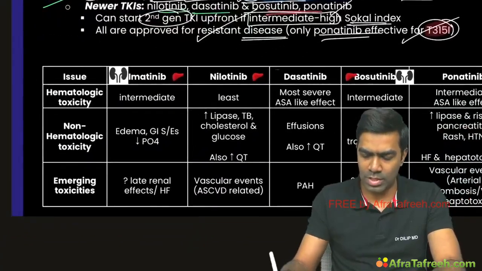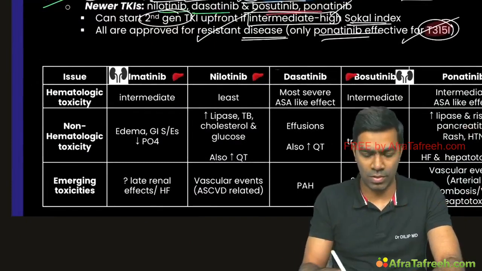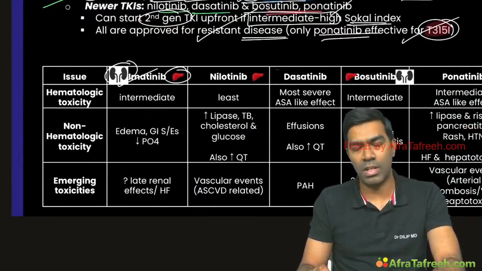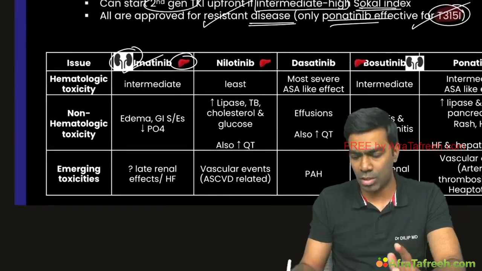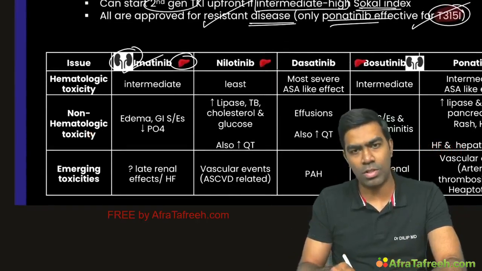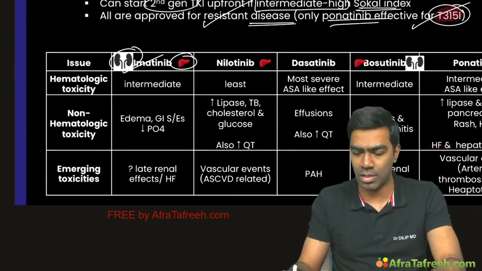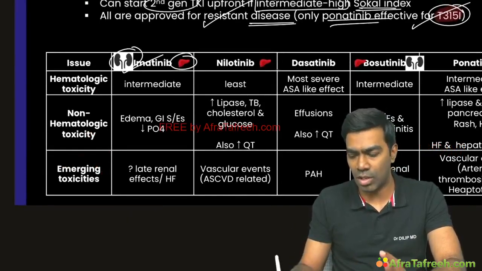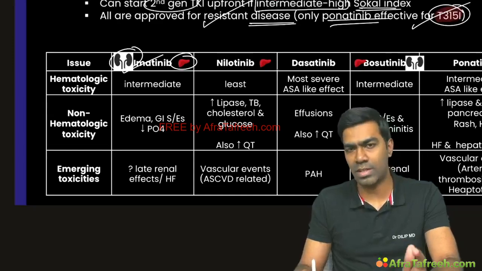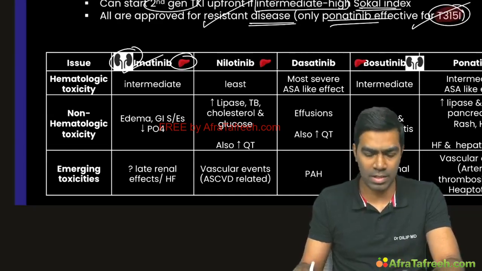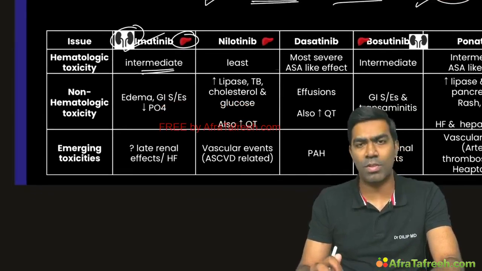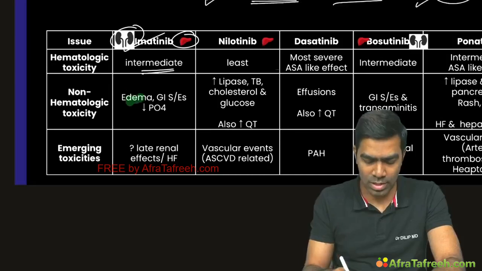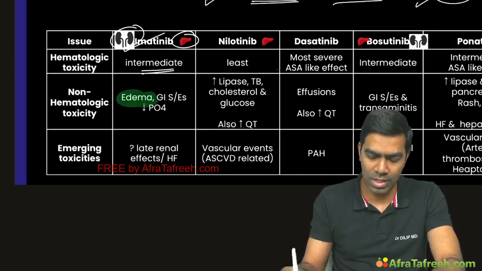So let us talk about the side effects of the tyrosine kinase inhibitors. First, imatinib. Imatinib is a drug that's metabolized by both kidneys as well as by the liver. All TKIs are associated with hematological toxicity, non-hematological toxicity, and there are some emerging toxicities according to the post-marketing data. Imatinib is the one that has the longest track record for safety. It's a very safe drug, but it can produce some minor side effects. It doesn't produce that much hematological toxicity. It's intermediate. And to be honest, the most important side effect according to textbooks is going to be the edema.